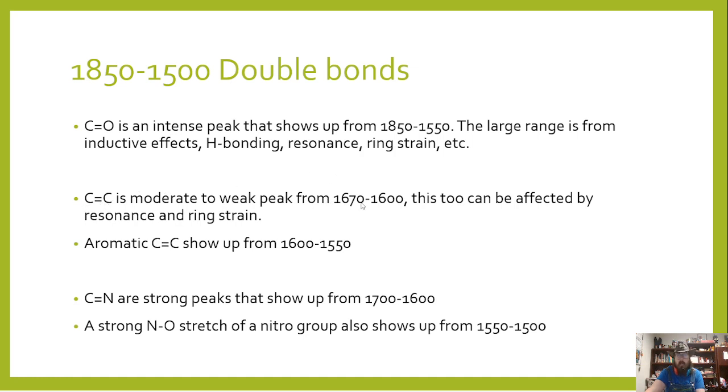Alkenes tend to be very moderate, from 1660 to 1600. But once again, they can be affected by resonance and ring strain. And aromatic peaks can show up between 1600 to 1550. Now, we won't really worry about these too much, but imines, so C double bond N, can show up in here as well, 1700 to 1600. And a strong NO stretch from a nitro group can show up in this region at 1550 to 1500. So when you're looking at nitrobenzenes and whatnot, you should see some of those in here.